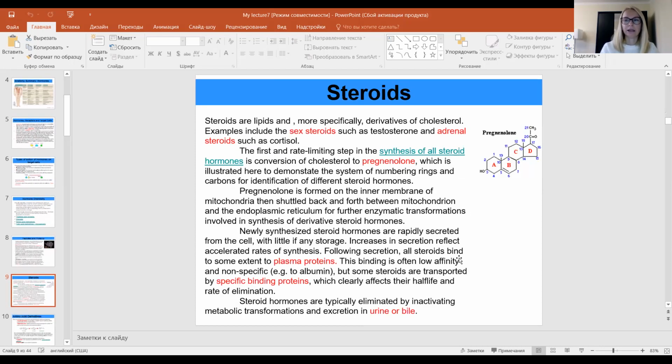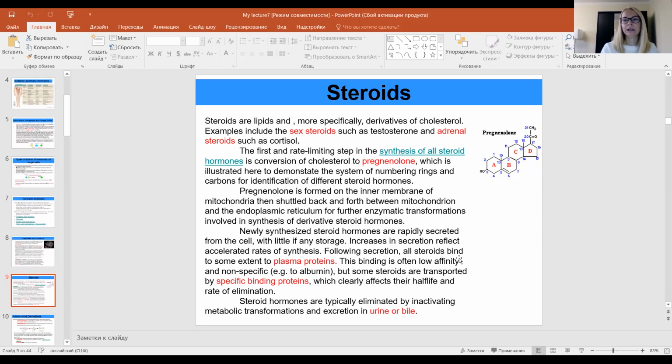Steroids. They are lipids in nature and are derivatives of cholesterol. Examples are sex steroids such as testosterone and adrenal steroids such as cortisol. They are synthesized from cholesterol, which is converted into pregnenolone.